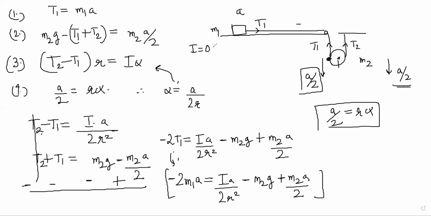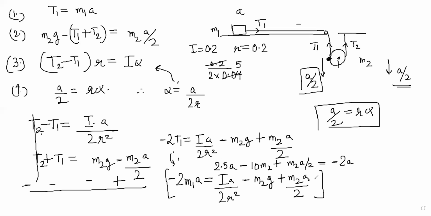I was 0.2, right? And R was 0.2 also. So I by 2R square will be 0.2 by 2 into 0.04, right? So this is 20 by 120, so this is 5, 5 by 2, so 2.5, right? So this is becoming 2.5A is equal to minus 10M2 plus M2A by 2 plus M2A by 2, which is M2A, right? M2 we found as 10, right? So we'll just use that here.